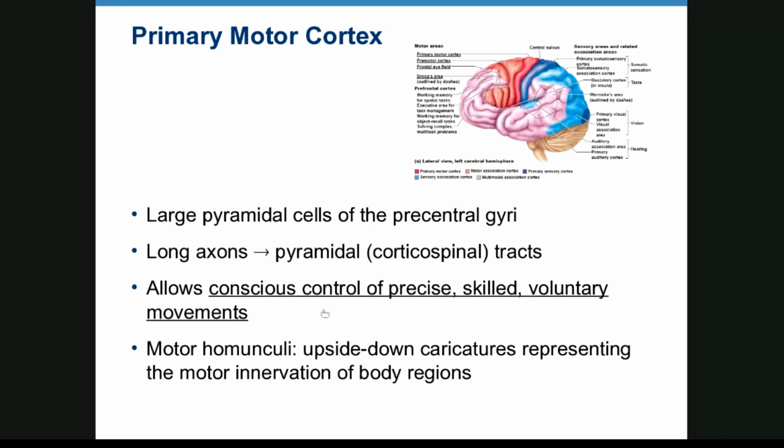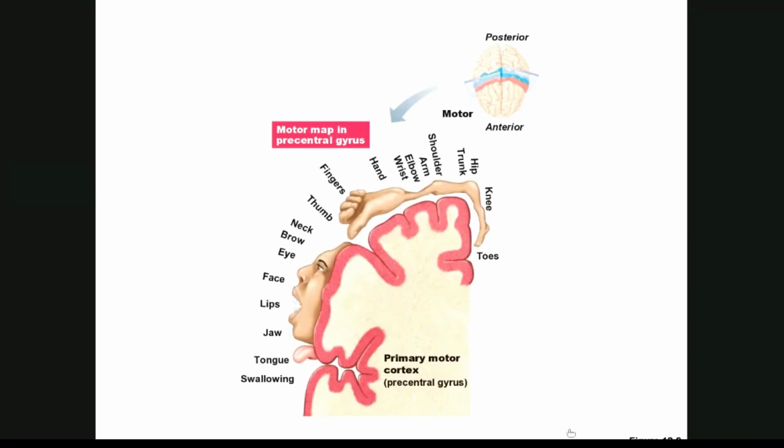Now, the motor homunculus that we'll look at here in just a minute is showing an approximation of where and how much brain is involved in movement of certain places. As you see, the head, mouth, tongue, organs of swallowing, and the hands take up a tremendous amount of brain. Whereas your trunk, shoulder, hip, you don't get the fine tuning control on your hip, knee, your toes. So it takes much less of the brain to move your toes than it does to swallow.